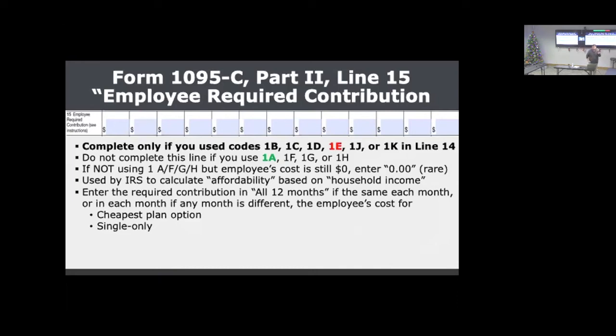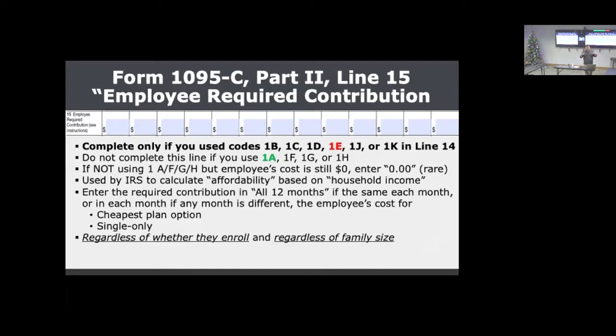You're reporting what it would have cost them to enroll in the cheapest single plan that you offer, not the plan that they enrolled in necessarily, right? Again, just to highlight that part of it. If you offer the dual choice, the $1,050 deductible or the $4,000 deductible, you're putting in the amount in line 15 that they would have had to pay if they took the cheaper of the two plans. The single insurance, cheaper of the two plans.